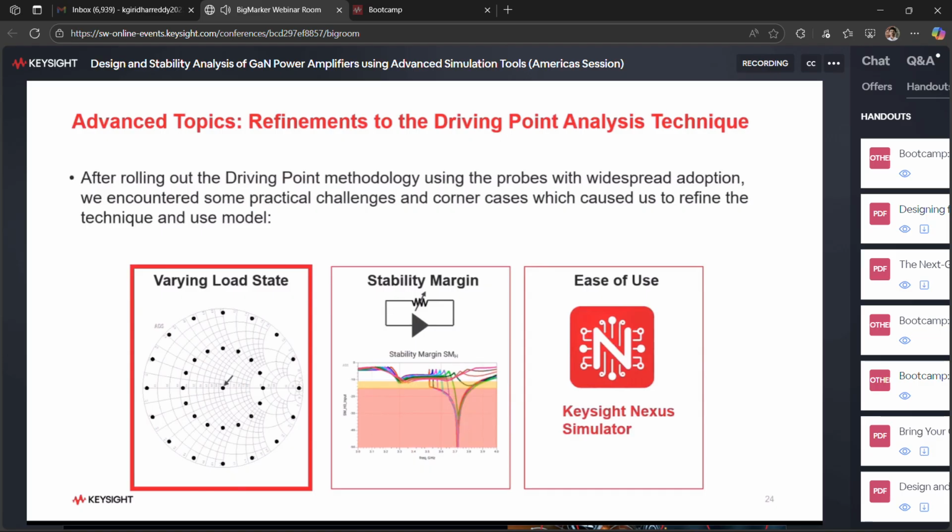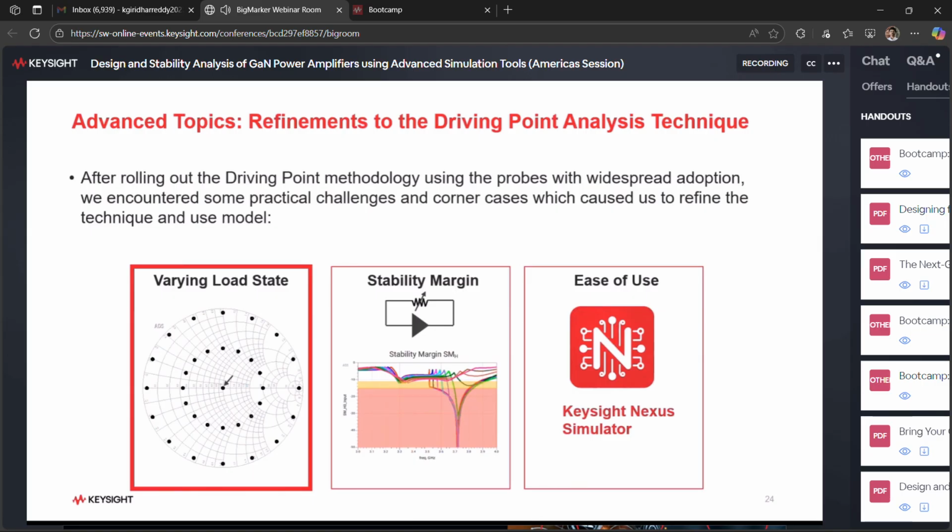Now I just wanted to come back around to some more advanced topics. So we rolled this capability out in around, I think, 2020 or 2021, and a lot of designers started using it, which was really exciting. I'm really proud that a lot of designers have been using the Winslow probes and hopefully not getting so stressed out about stability as they used to before.